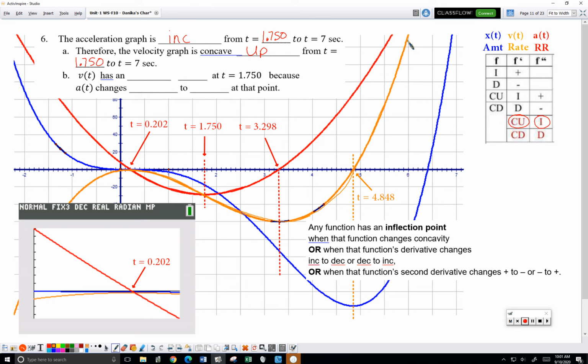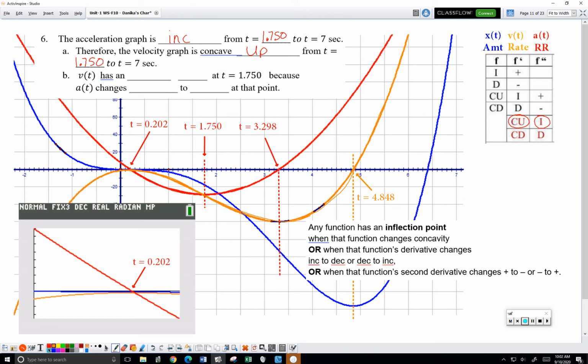Yeah. 2 more. Please. How do you know it is looking for acceleration increasing? Because couldn't you also say acceleration is positive from like 3.298 to 7 seconds? Absolutely. How do you know it wants the increasing amount of positive? No, perfect, Timmy. 2 points.